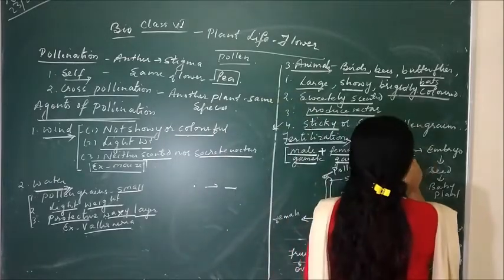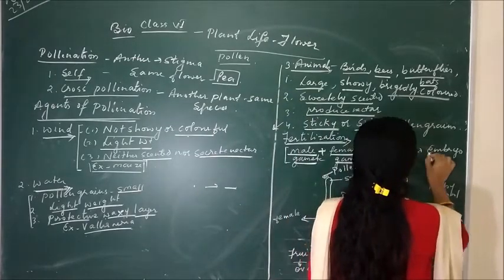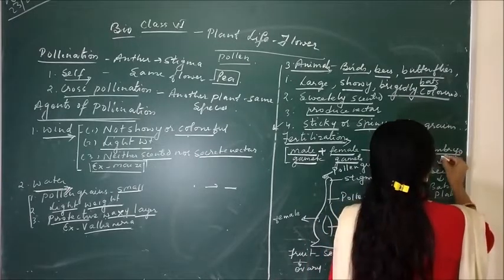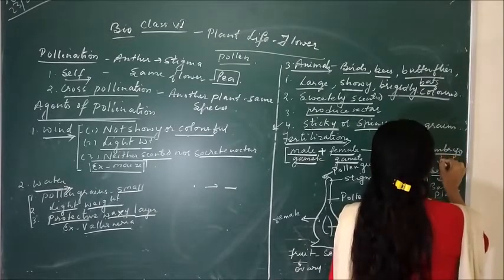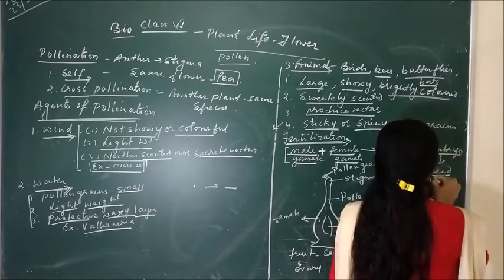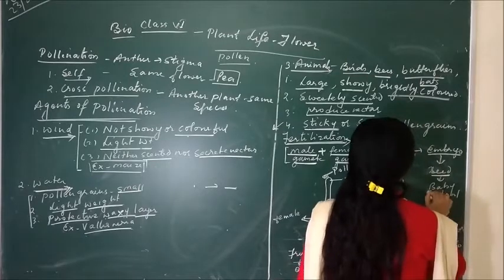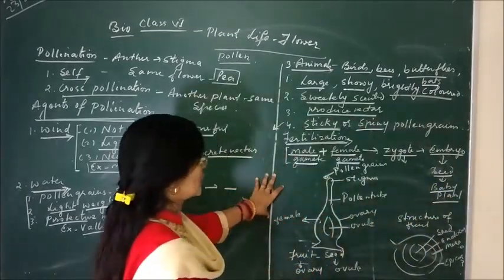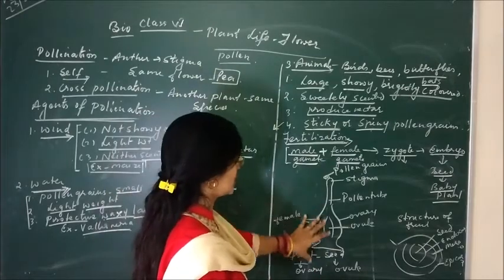And further, what happens to this zygote? It converts into an embryo, and this embryo contains the baby plant, that is, the seed. First of all the embryo is converted into seed, and after that the seed is converted into the baby plant. So in this way the whole process takes place through this pollen tube.